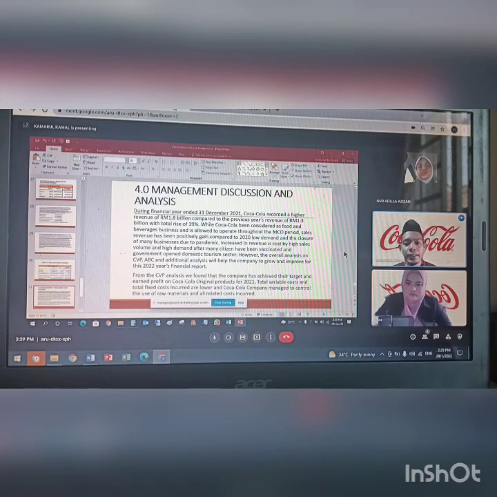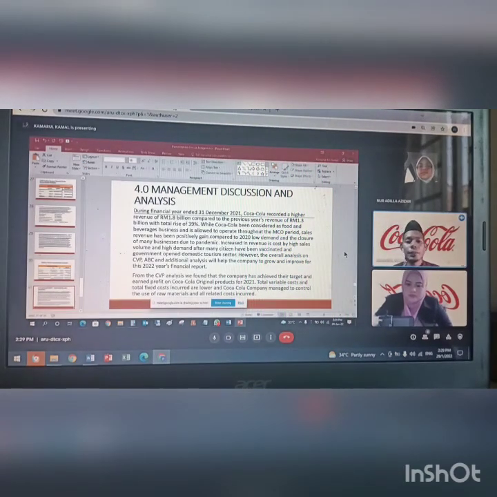So this is the management discussion and analysis of the year. During the financial year ended 31st December, Coca-Cola recorded a higher revenue of RM1.8 billion compared to the previous year revenue of 1.3 billion, with a total rise of 39%, while Coca-Cola is considered a food and beverage business and is allowed to operate through the MCO period.